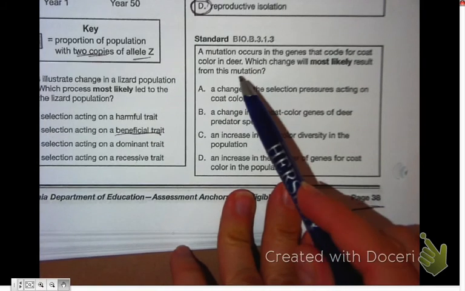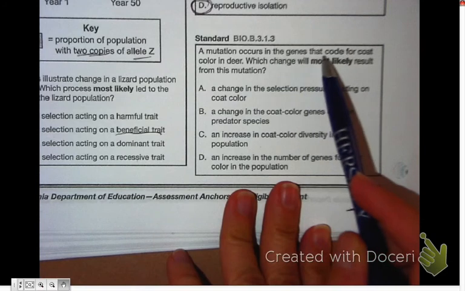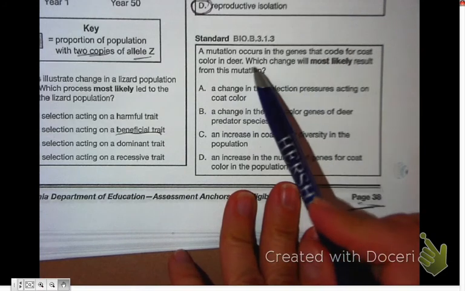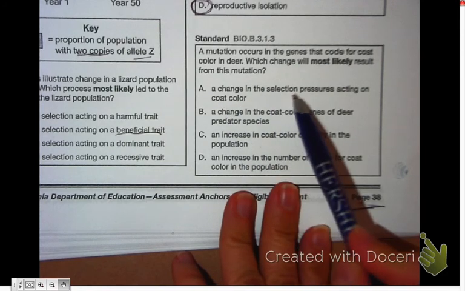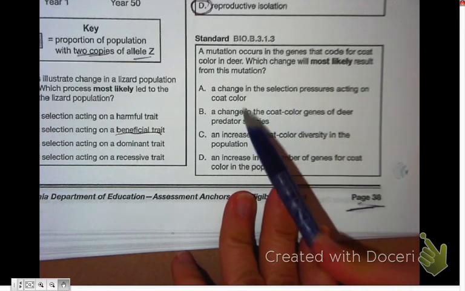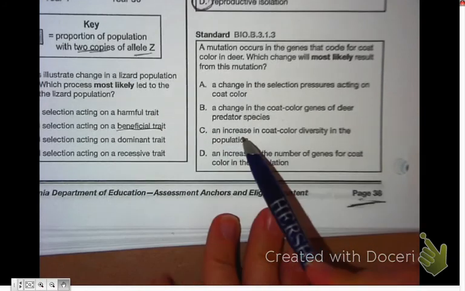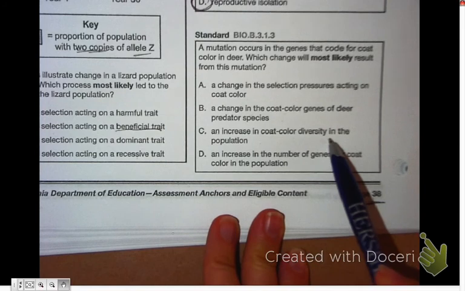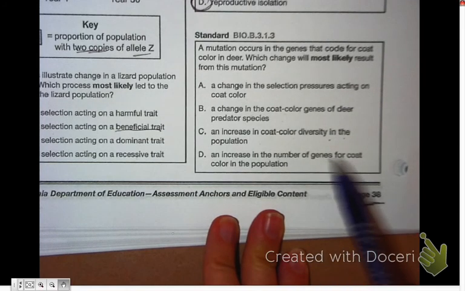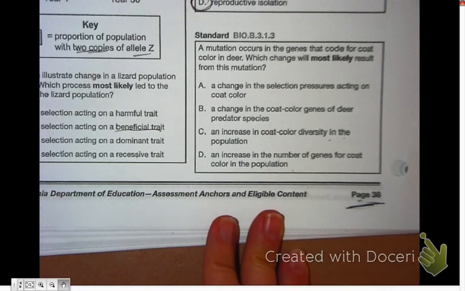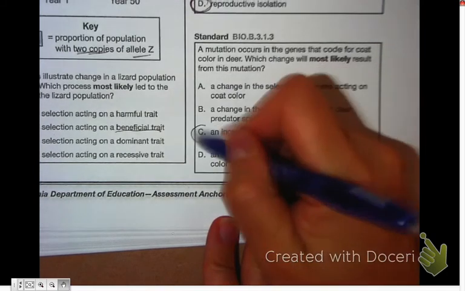The last one, a mutation occurs in the genes that code for coat color in deer. Which change will most likely result from this mutation? A change in the selection pressures acting on the coat color, a change in the coat color genes of deer predator species, an increase in coat color diversity in the population, an increase in the number of genes for coat color in the population. And so because it occurs, we would have an increase when there is a mutation.